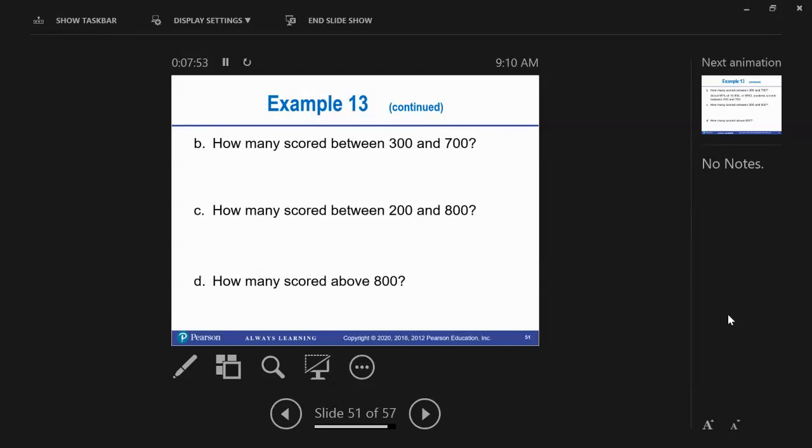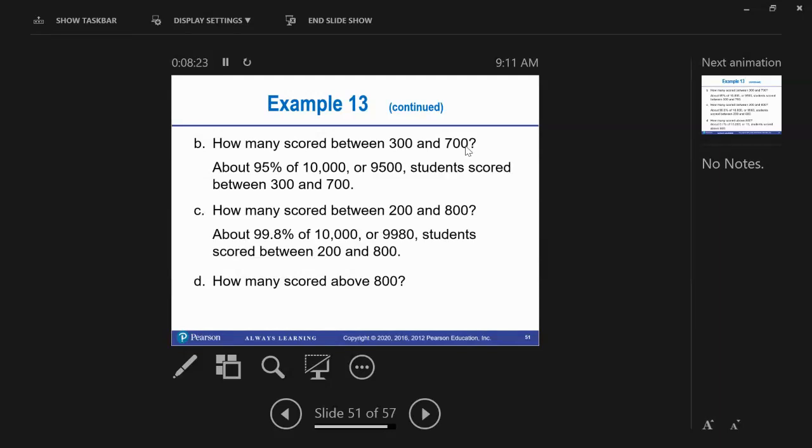So if 95% of the people scored between 300 and 700, then you're going to say 0.95 times 10,000, which gives you 9,500 scored between 300 and 700. Okay, and then how many scored between 200 and 800? That was the 99.8? So you're going to say 0.998 times 10,000, which is 9,980 students scored between 200 and 800.